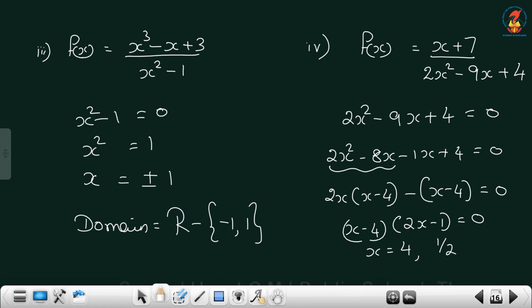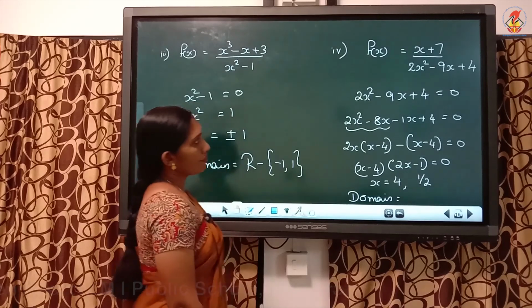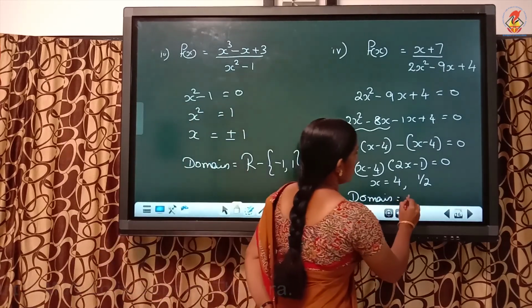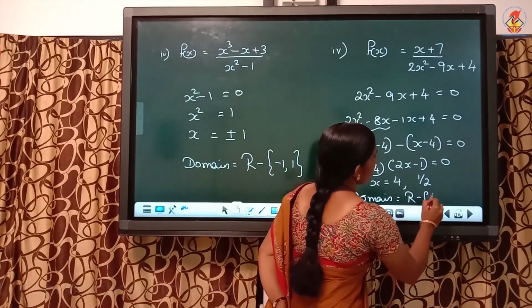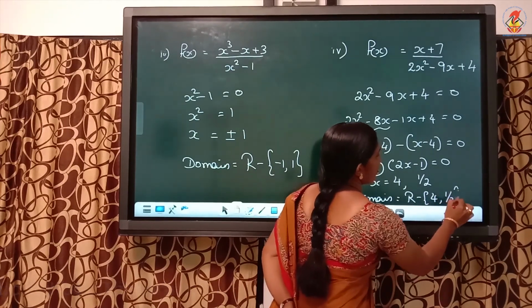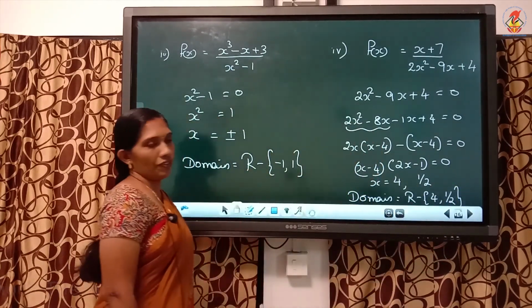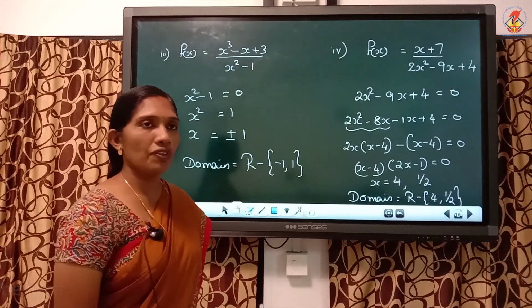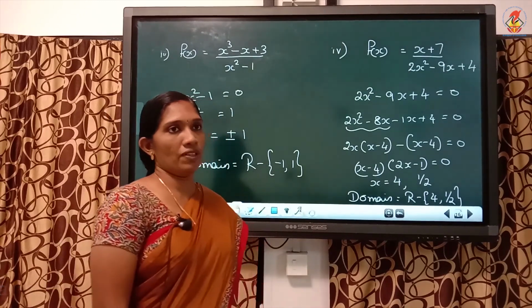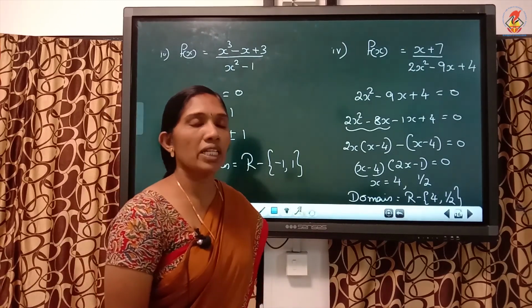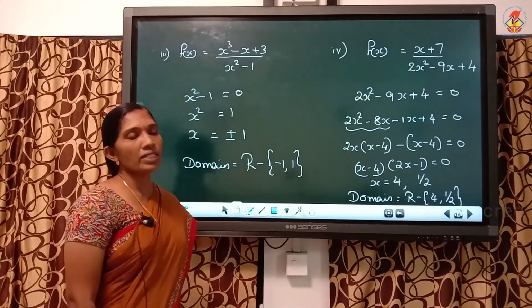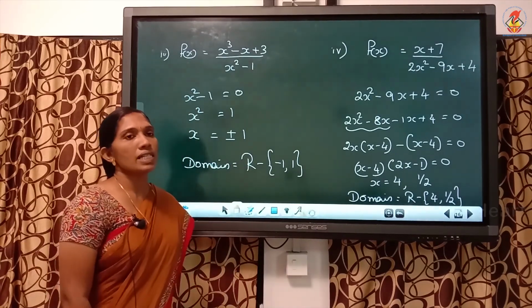Okay. So domain. What is the domain? R minus the set {1 by 2, 4}, and that is the domain of the function. So understood how to find the domain of a rational function. Put the denominator equal to 0, find the values of x, and delete those from the set of real numbers.